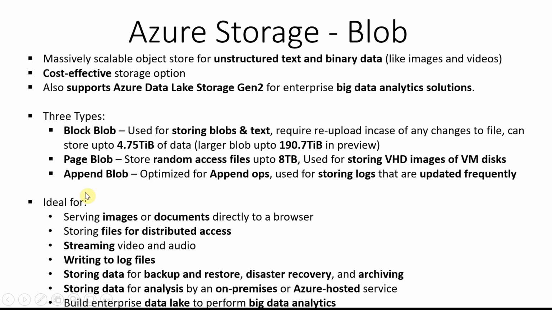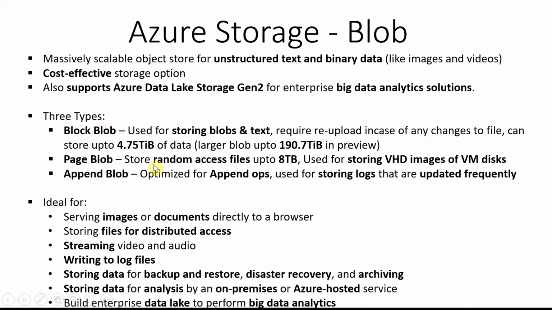If you remember the last session, we looked at what blob storage is at a high level. Just a summary: you have three options, block blob, page blob, and append blob. Block blob is for storing text and binary data, up to 4.75 TB, and it is now in preview increased from 4.75 to 190.7 TiB. It is the most popular storage mechanism. The next one is page blob, where, especially if you want to store VHD images, virtual machine disks or backups, you can use page blobs.